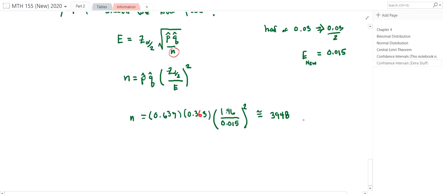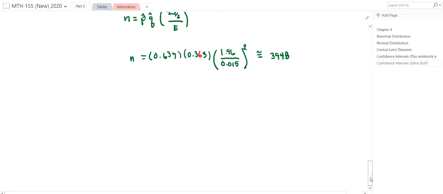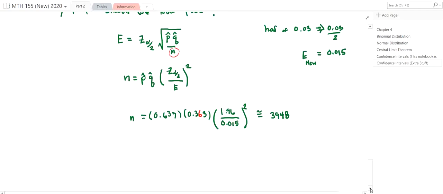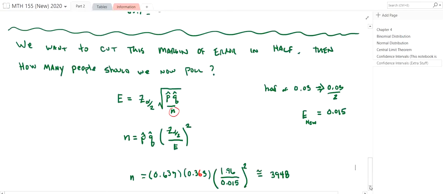So now instead of 1,000, we would need to poll 4,000 people to reduce our margin of error to 0.015. So that's all I want to really say about confidence intervals concerning proportions.